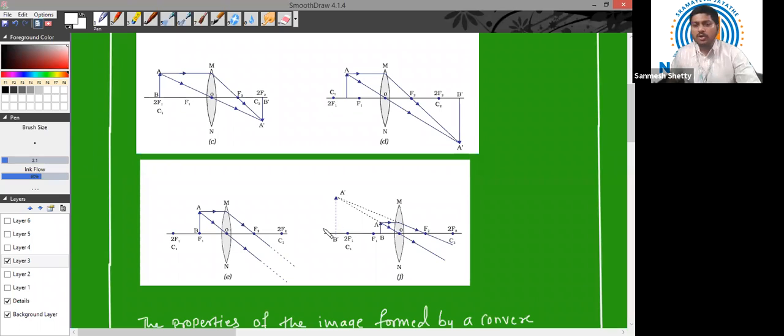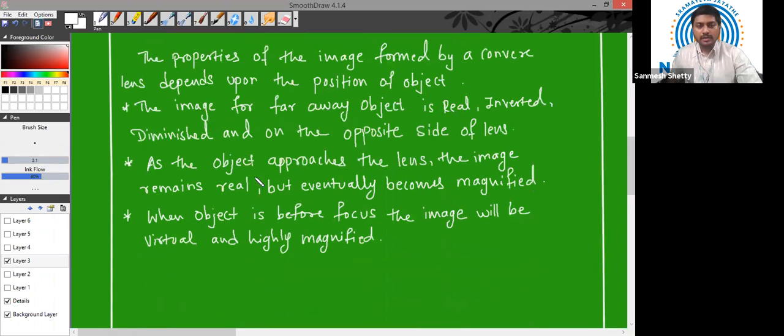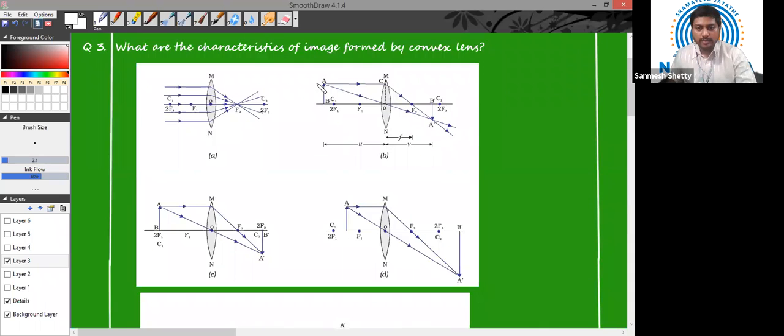So let us write all those conclusions together. Just as I said, the properties of the image formed by the convex lens depend upon the position of the object. The image for a far away object is always real, inverted, and diminished, and it will always be formed on the opposite side of the lens. Meaning if the object is kept here, the image will be formed on the opposite side of the lens.